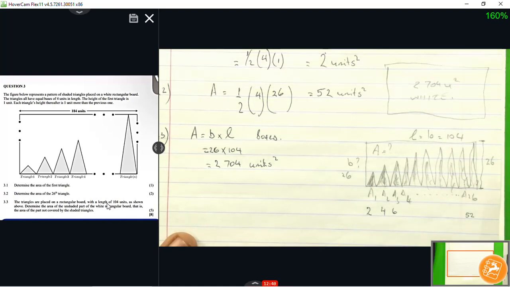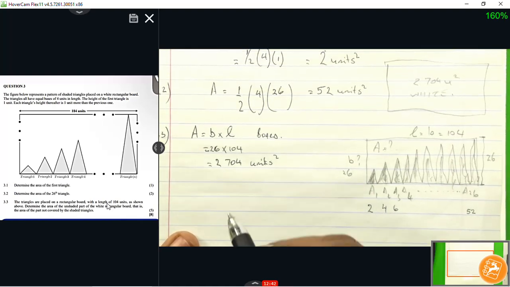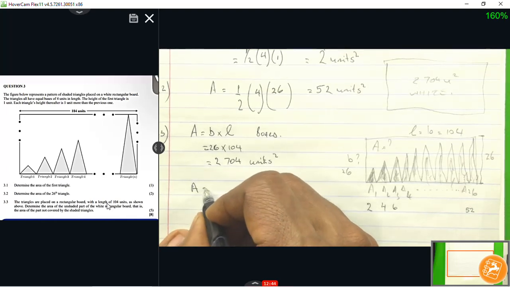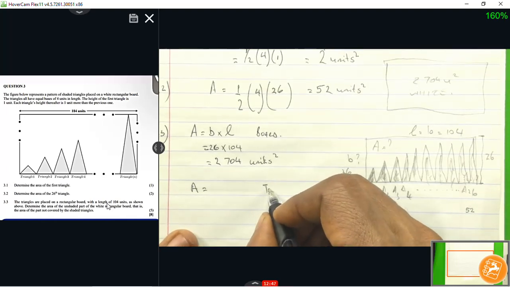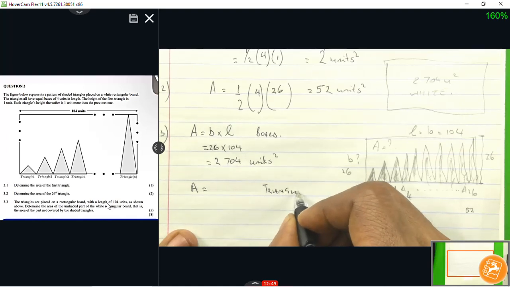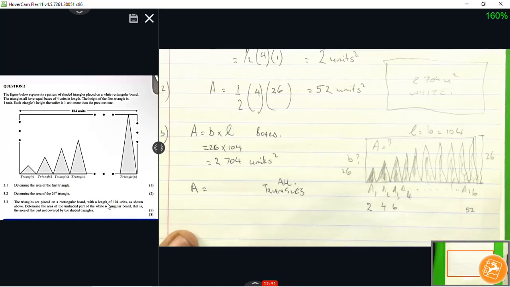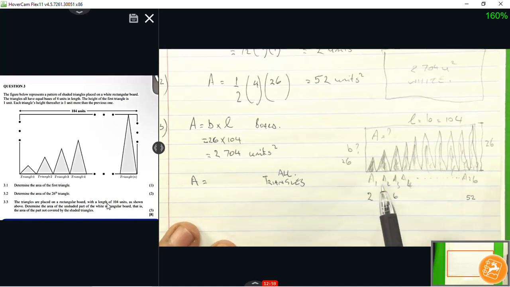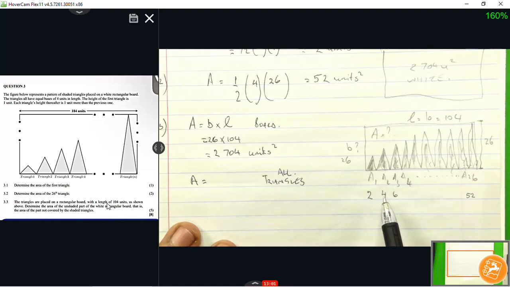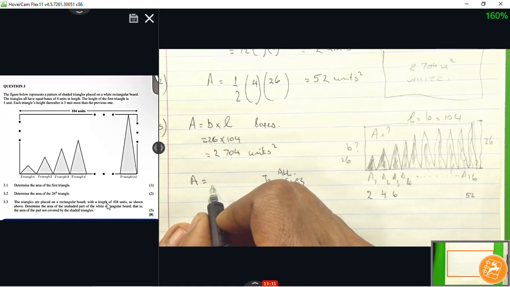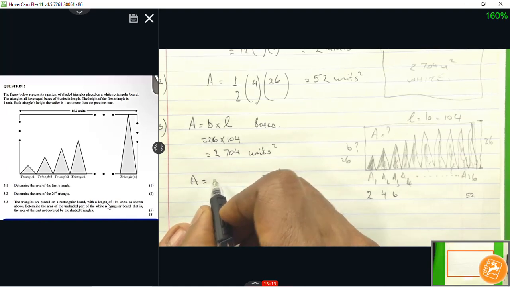Now I must look for the area of all triangles. Yeah, right, this one was quite a challenge, isn't it? Okay, now if I'm looking for the area of all the triangles, I must add this 2, 4, 6 all the way up to the 26th one. So I am simply gonna do what now?